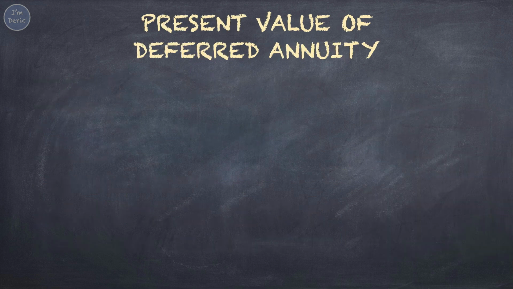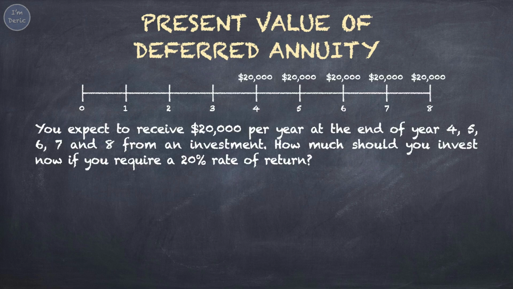Next is an example of calculating the present value of deferred annuity. You expect to receive $20,000 per year at the end of year 4, 5, 6, 7, and 8 from an investment. How much should you invest now if you require a 20% rate of return? This question means you are not going to receive any money from year 1 to year 3.